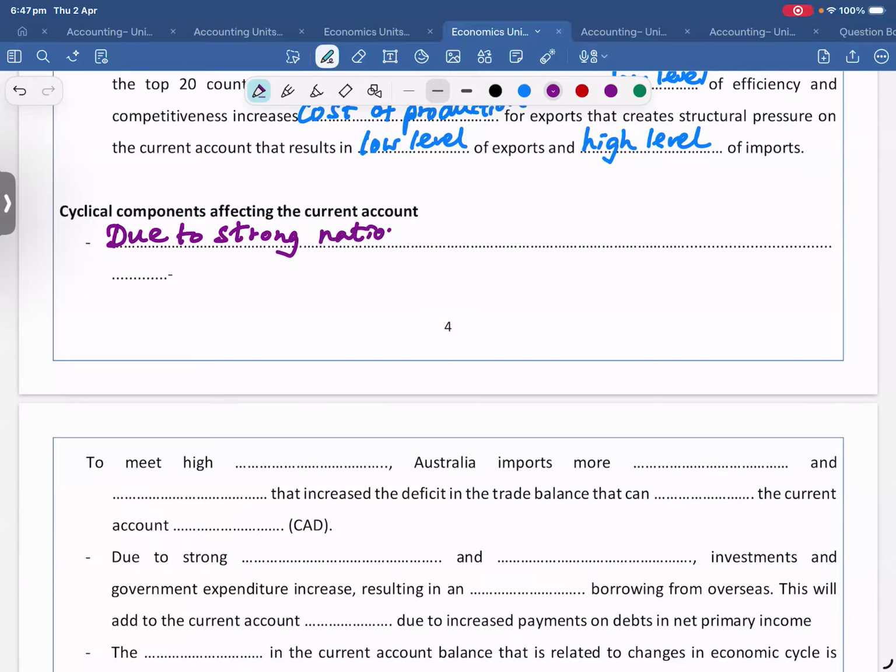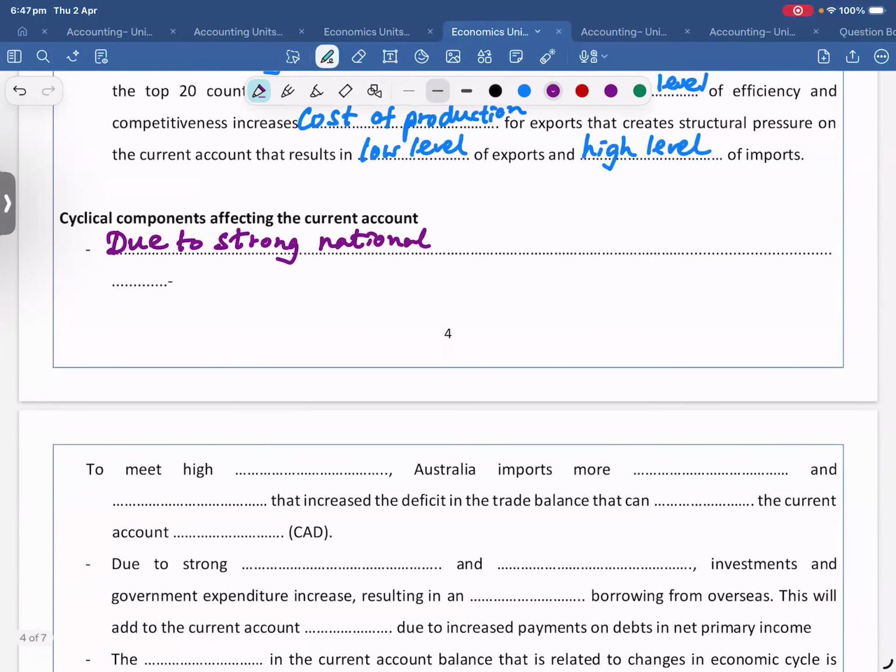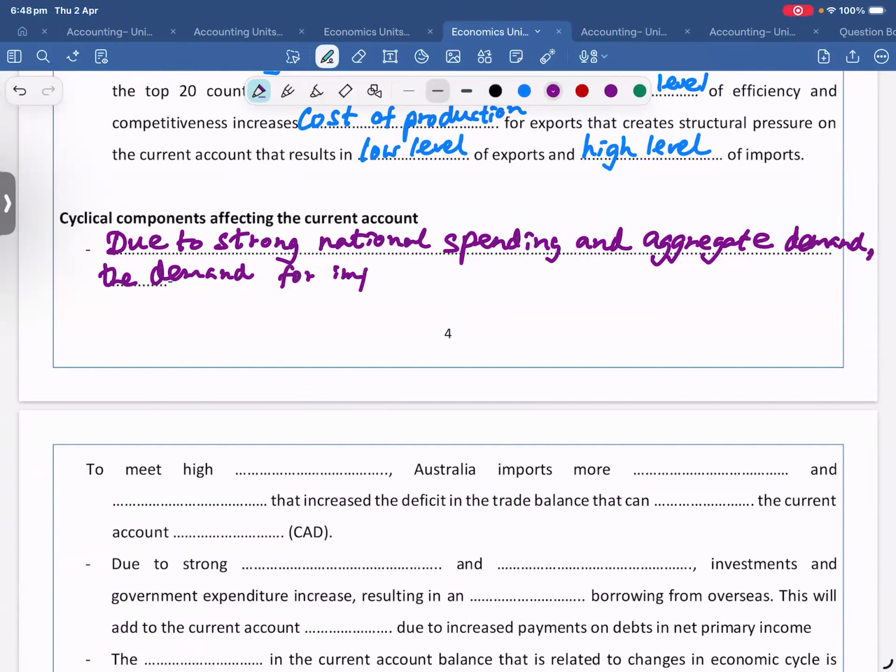Strong national spending and aggregate demand, the demand for imports increases. What number is it? This is 13. I should have it. It's with me.